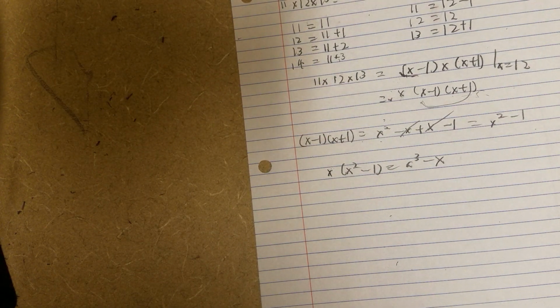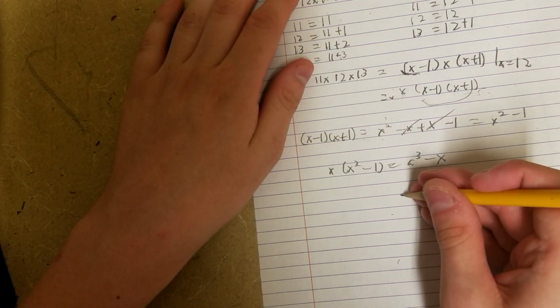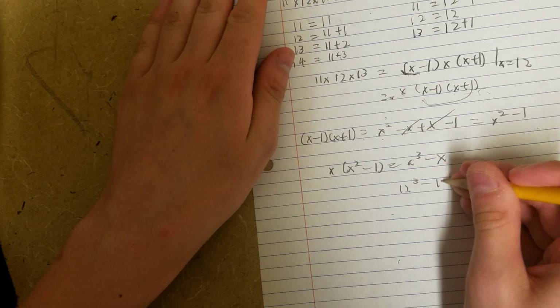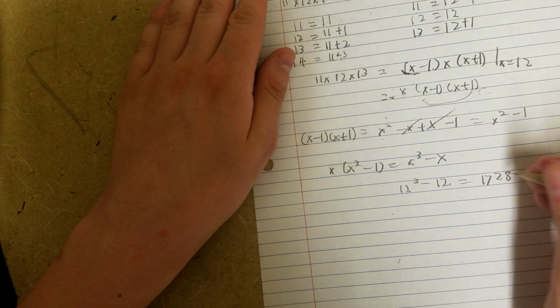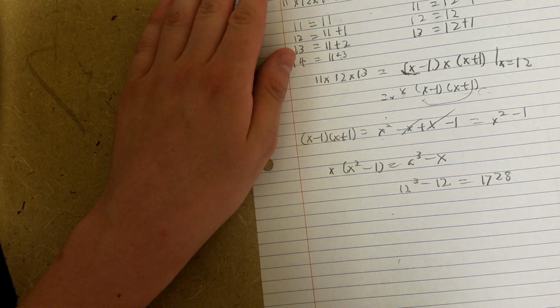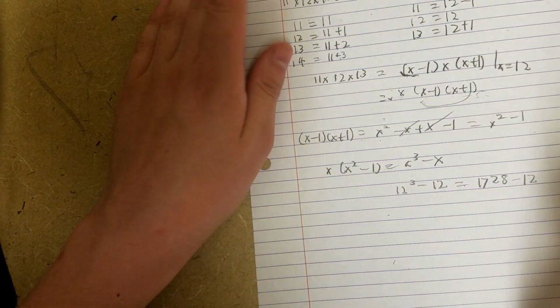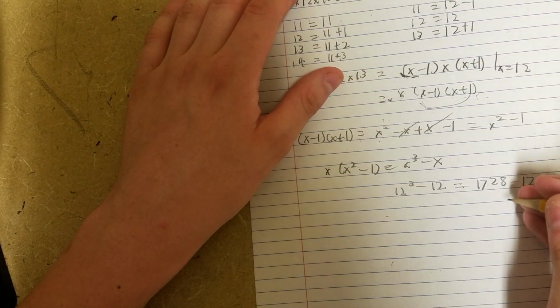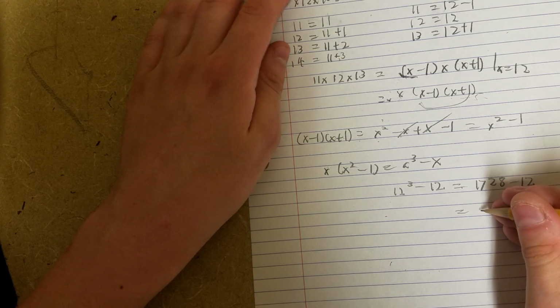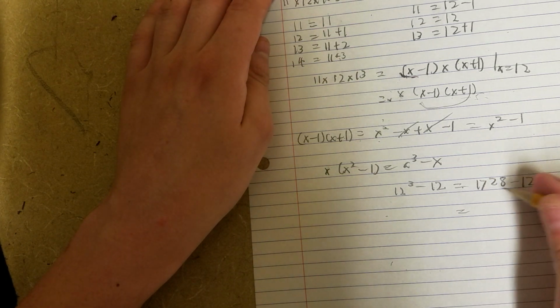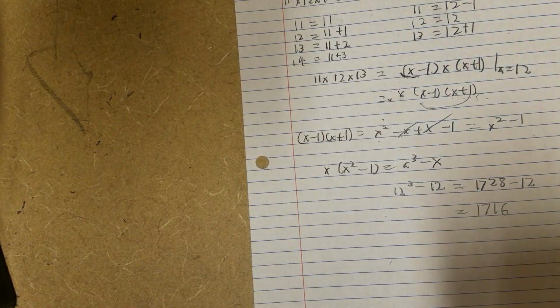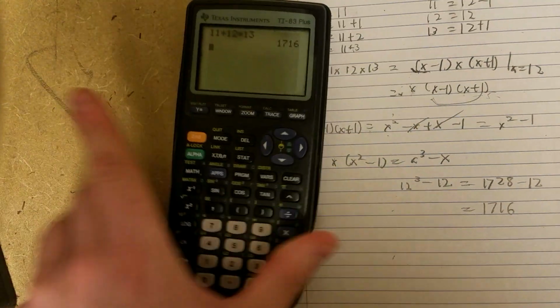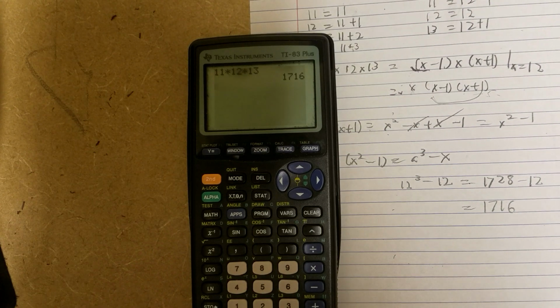Now if we plug in our original 12, we can get 12 cubed minus 12, which is, of course, 12 cubed is 1728. You can observe this by just knowing it. Minus 12, really, how could you not know that's 1728? That's not a life worth living, I'd say. So 1728 minus 12, that's just 1716. And if we look at our calculator, buddy, what-ho, 1716.